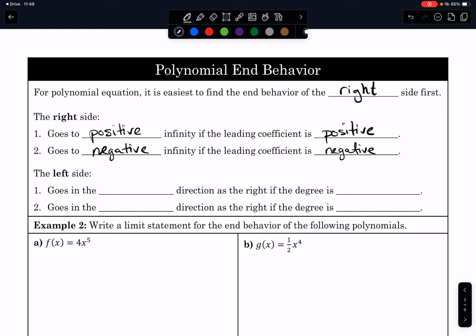Having picked what's going to happen on the right side, then we can determine what's happening on the left by seeing what the degree of the leading term is, the degree of the entire polynomial. The left side is going to go in the same direction as the right if the degree is an even number, and it's going to go in the opposite direction of the right if your degree is an odd number, okay? So let's start with some very basic ones. So let's look at this example right here, okay?